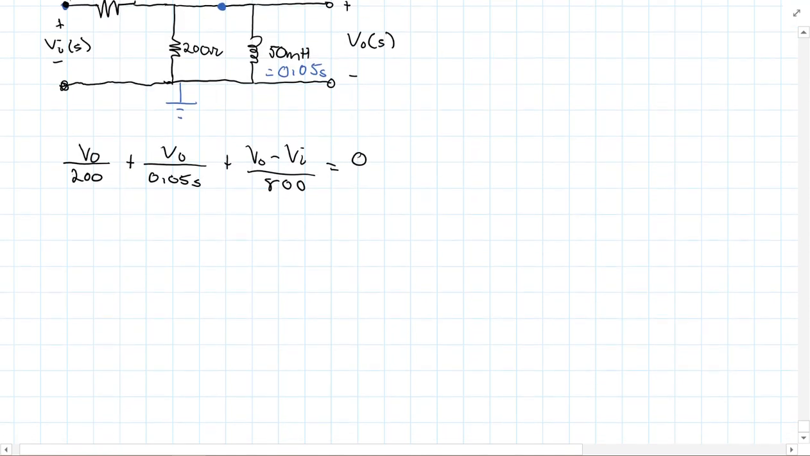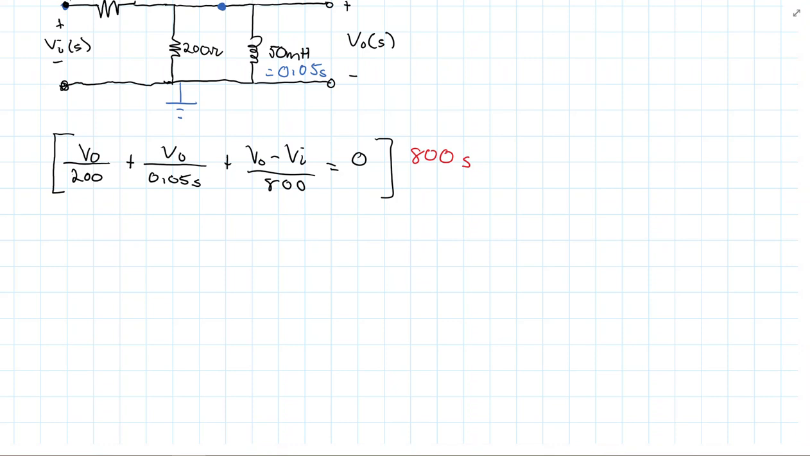And now we're going to, of course, multiply through by something here. I'll just say what we're going to do. We're going to multiply through on both sides by 800s, because that's going to clear out my denominators completely. And then we'll just have to simplify some terms to get the transfer function. And we're also going to want to factor as much as possible as well.